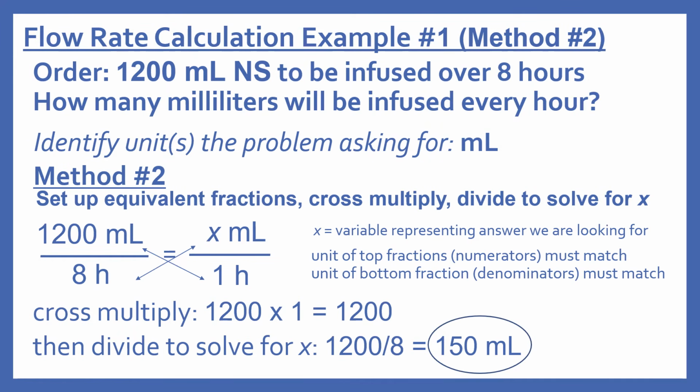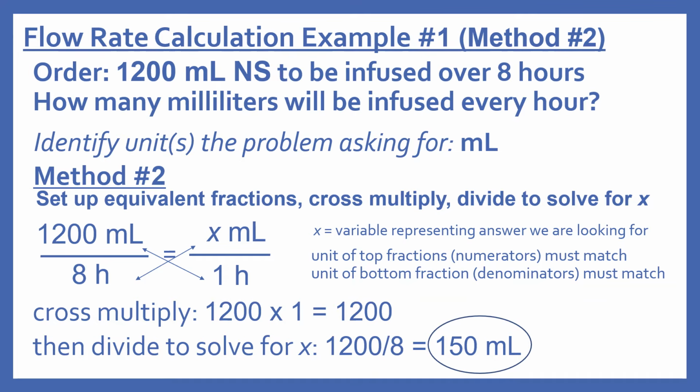Okay, now we'll look at the same example with method number 2. So example number 1 with method number 2. So our order was for 1200 milliliters of normal saline to be infused over 8 hours. How many milliliters will be infused every hour? So here we're looking for milliliters. And with method 2, we're going to set up equivalent fractions, cross multiply, then divide to solve for x.